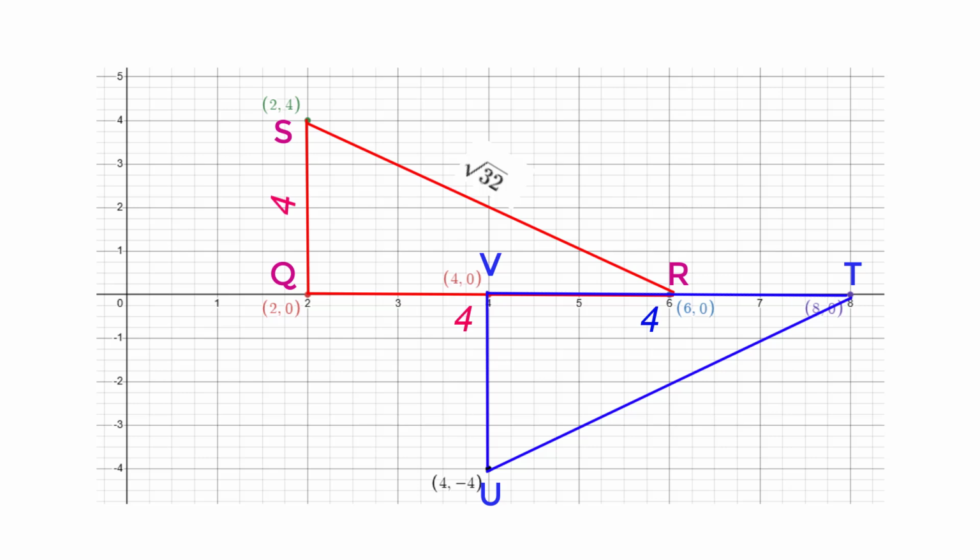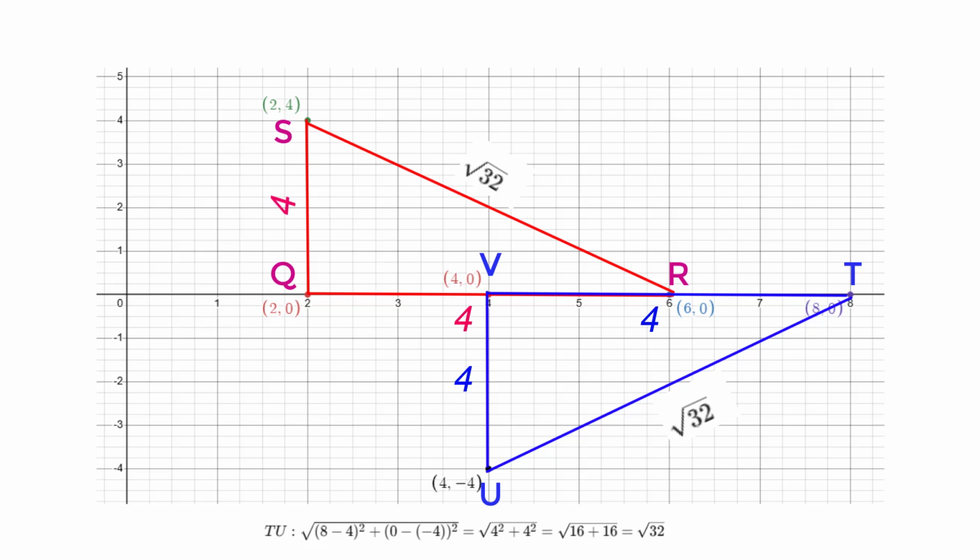Now look at V and U. These points line up vertically. From 0 down to -4 is also 4 units, so VU equals 4. Finally, we find the distance from U to T. Again, we use the distance formula. The change in x is 8 minus 4, which is 4. The change in y is 0 minus -4, which is also 4. So the distance becomes the square root of 4 squared plus 4 squared, which equals the square root of 16 plus 16, which equals the square root of 32.